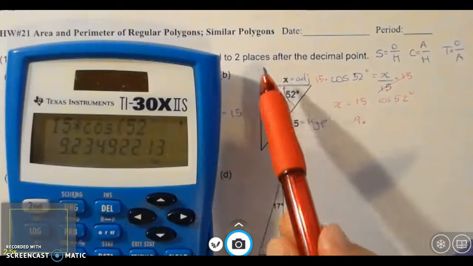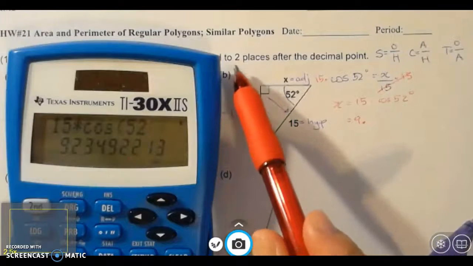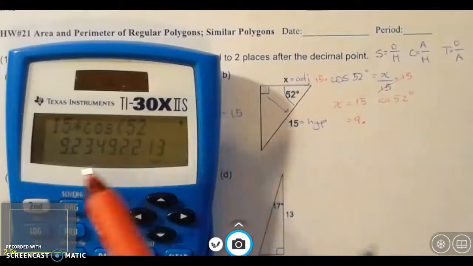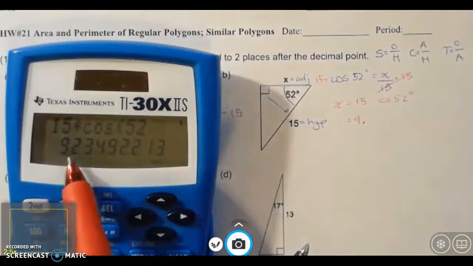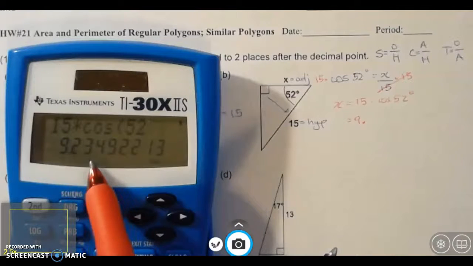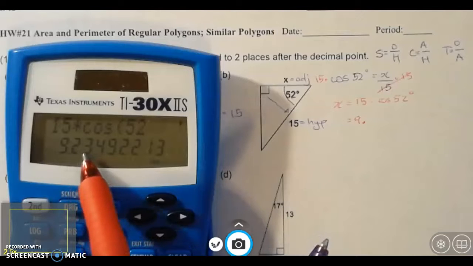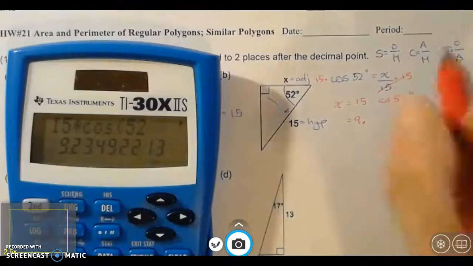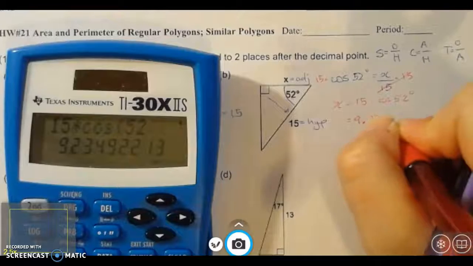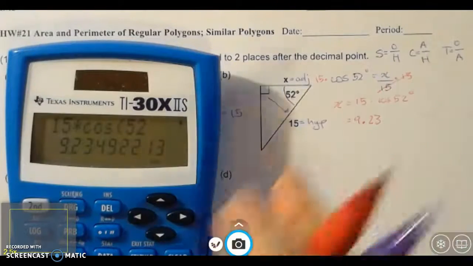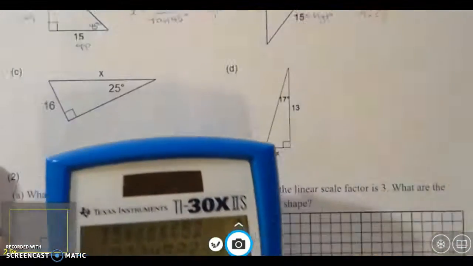I am asked to leave it to 2 places after the decimal point. That means I want to cut off after the 3. So before I cut that off, I need to consider what's the number after 2, 3. It's the 4, right? And since 4 is less than 5, I do not round up. I leave it as it is, so it's 9.23. So x is going to be 9.23 units.